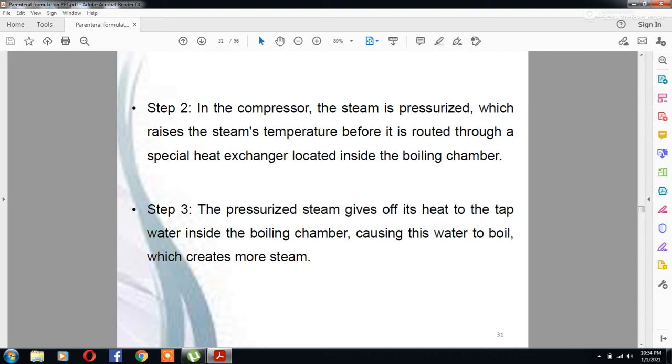In the second step, in the compressor, the steam is pressurized, which raises the steam's temperature before it is routed through special heat exchangers located inside the boiling chamber. In step 3, the pressurized steam gives off its heat to the tap water inside the boiling chamber, causing this water to boil, which creates more steam.